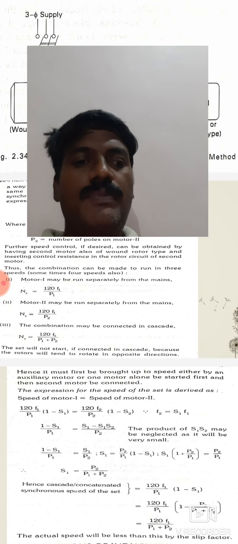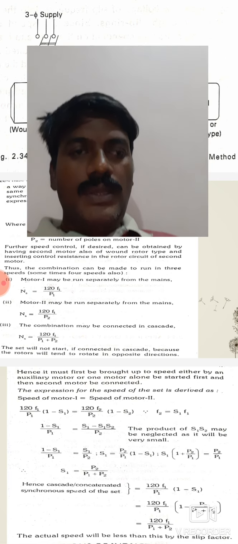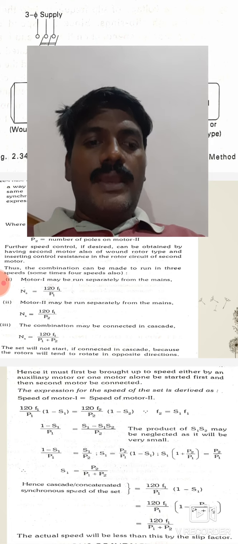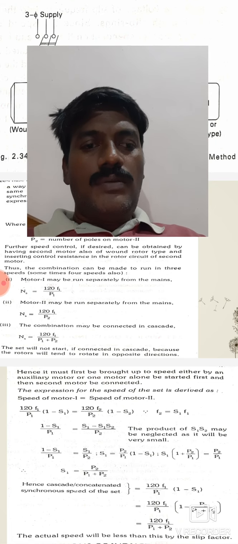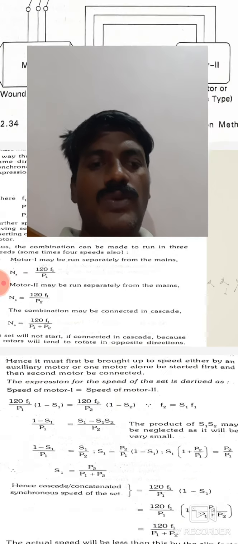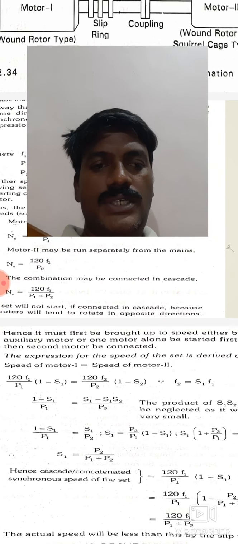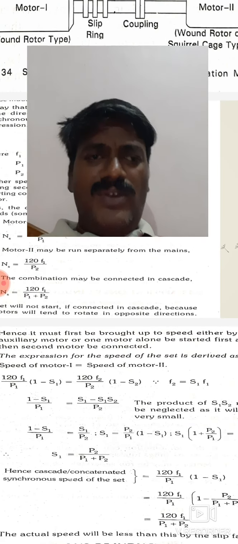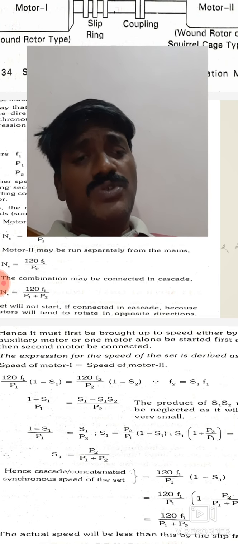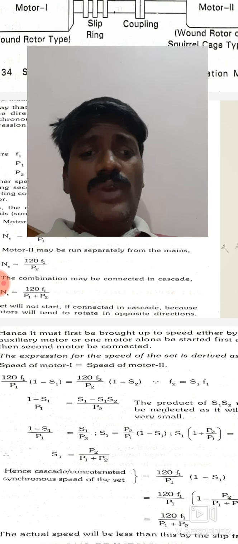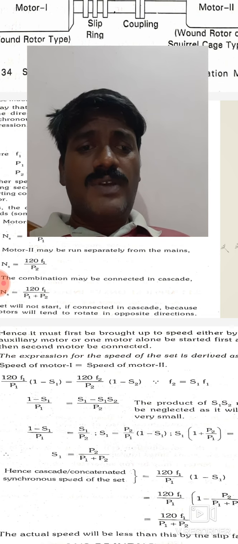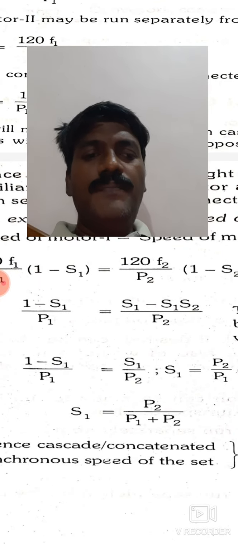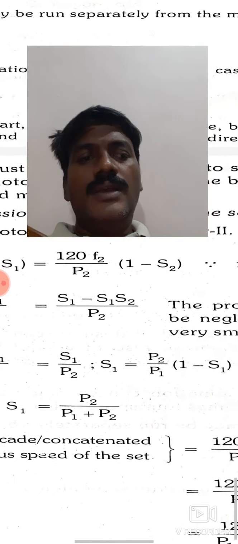By multiplication S1 minus S2 by P2. Then rearrangement will get 1 minus S1 by P1, that is equal S1 minus... We can neglect s1 and s2. Why? Because slip is very small, s1 and s2 are very small, so you have to neglect. So the equation is 1 minus s1 by p1 is equal to s1 by p2, right?